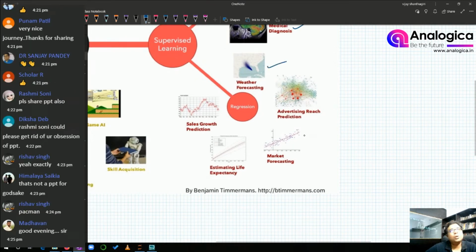I want to do a completely separate webinar just on how they do weather forecasting. It's an amazing feat, right? And then there's sales growth prediction. This is pretty much normal; it's something you can do even in Excel. This is more about data analysis. That's good. Okay. Advertising research prediction, estimating life expectancy, and market forecasting, for somebody who's into shares, right? So these are the kinds of things.